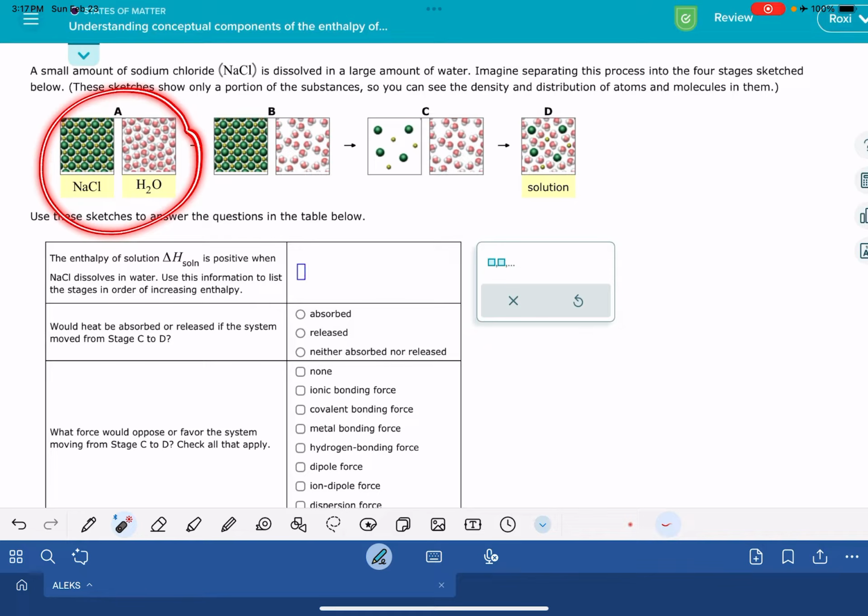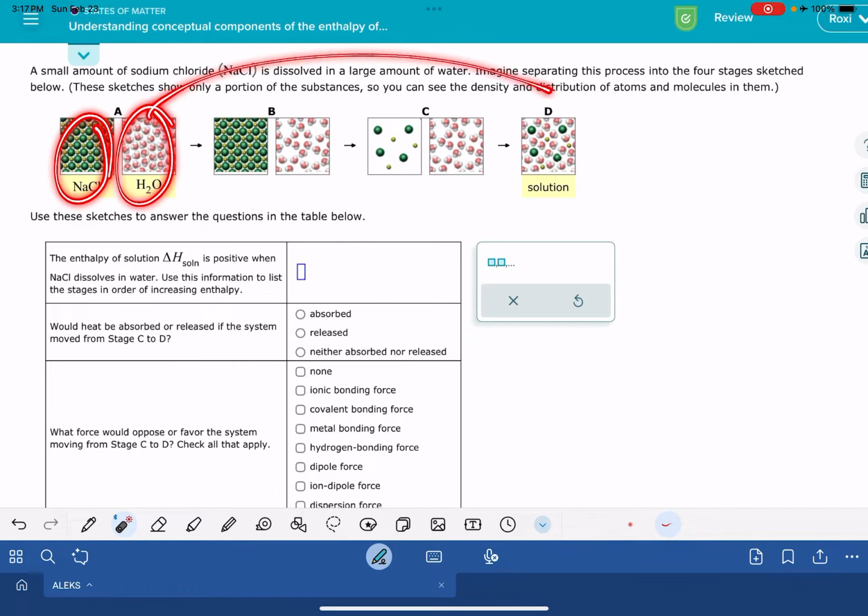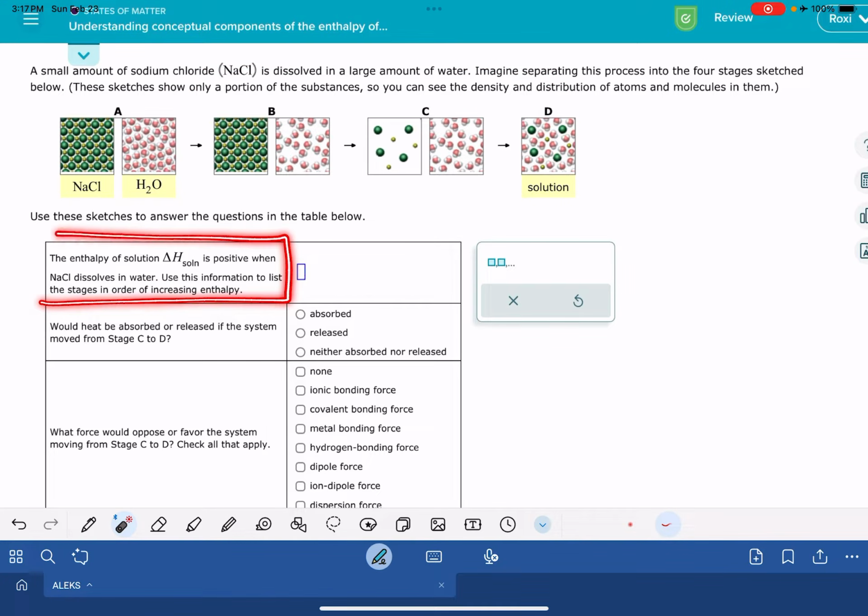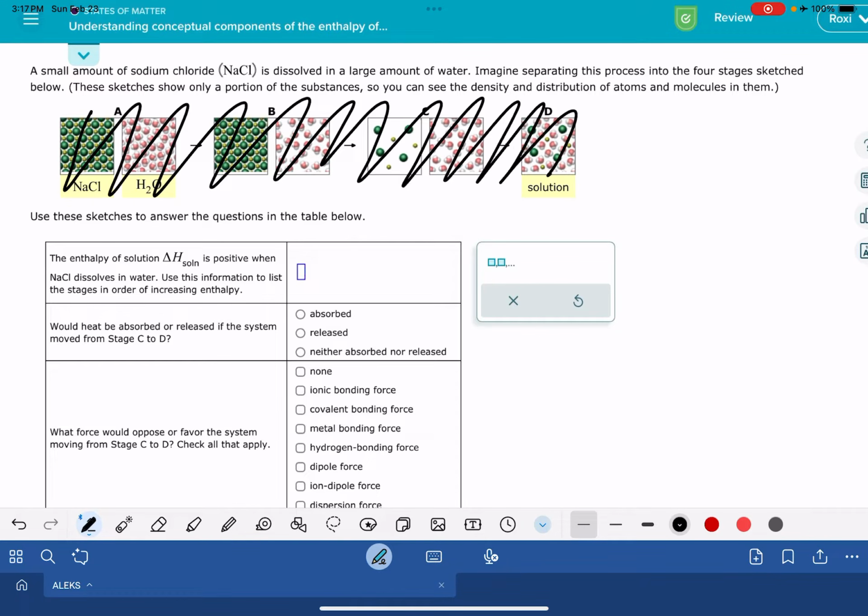So as the title implies, this problem is asking us about the energy associated with the formation of a solution from a solute and a solvent. It asks us three different questions, starting first of all with asking us to list the stages of the solution making process in order of increasing enthalpy. And it's referring to these four stages right here. In order to answer this question, we don't need to think yet about what our solute or our solvent is. We only need to focus on whether or not the enthalpy of the solution is positive or negative.